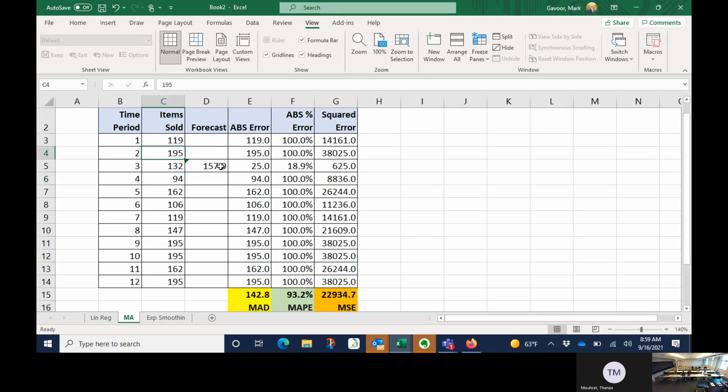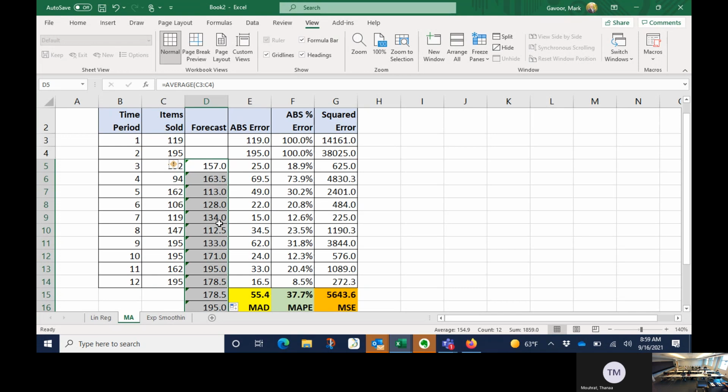So I get 157. It's already formatted to 1 decimal place. I'm really happy. I've cut my work down. So if I double click on this, whoops, I don't need these. It fills it all in, doesn't it? 2-month moving average. Well, good for me. Except I've got errors in these first 2 rows where there shouldn't be errors.